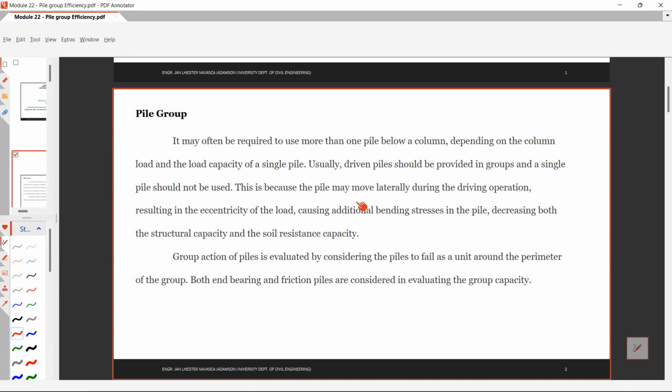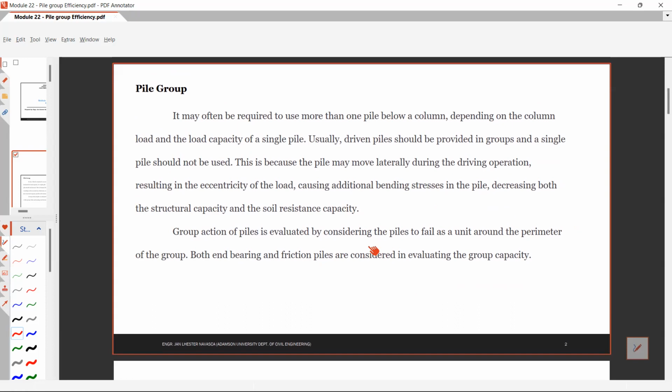So this is because the pile may move laterally during the driving operation, resulting in the eccentricity of the load, causing additional bending stresses in the pile, decreasing both the structural capacity and the soil resistance capacity. So group action of piles is evaluated by considering the piles to fail as a unit around the perimeter of the group. So both end bearing and friction piles are considered in evaluating the group capacity.